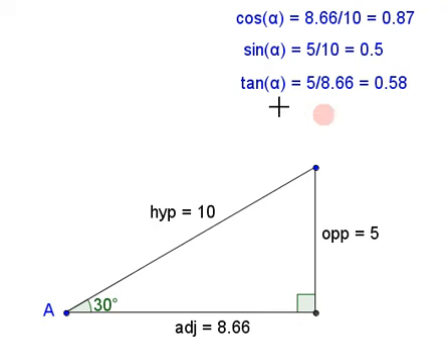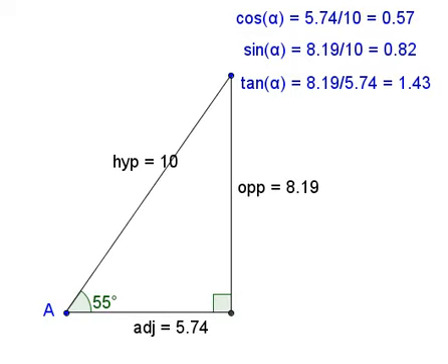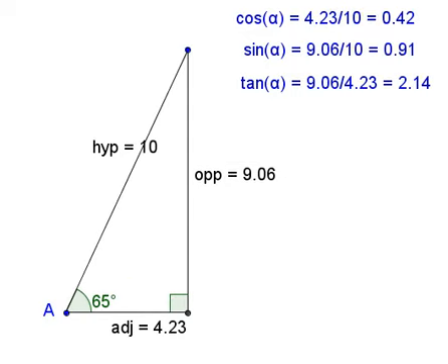and 0.58. But when we change the angle of the triangle, of course, we're going to get different shapes and we're going to get different values for each of these functions. So at a 65-degree angle, these functions or ratios have the values 0.47, 0.91, and 2.14. Let's take it to the extremes.